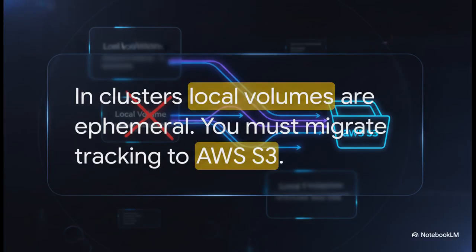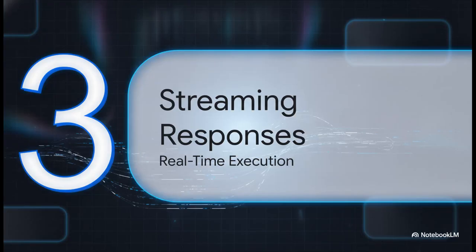However, here is the production reality check. The shared volume trick is fantastic, but across multiple virtual machines in a true cloud cluster, local volumes are ephemeral. You must migrate your tracking data to object storage, like AWS S3. Burr supports this with its S3 tracking server, but migrating away from local volumes introduces significant requirements for explicit security and data retention design. All right, Section 3, Real-Time Streaming Responses.